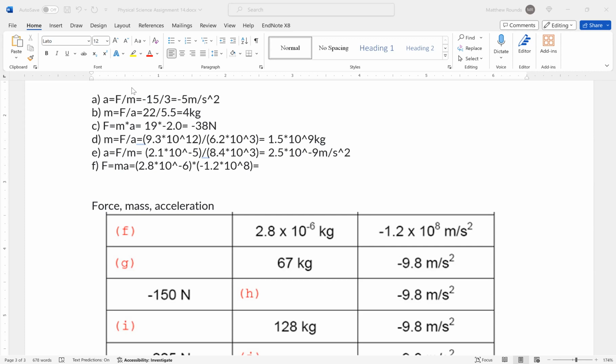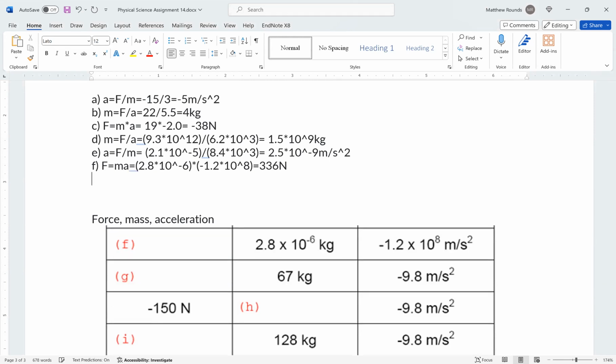All right, just send it to you in the chat. So you got about 336 newtons. Is that right? Yeah. Okay. All right. So G, you're solving for force again. It's mass times acceleration. So go ahead and calculate that for us, please. Just give me the answer this time. Just the answer with the right units, please.